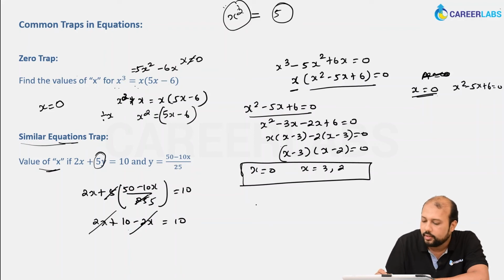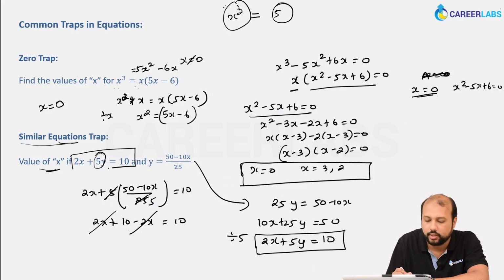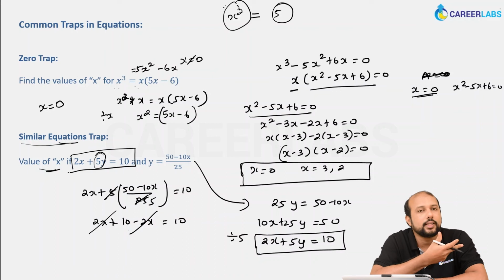You see this particular value of y, if I rearrange it a little bit, 25y equals 50 minus 10x, basically 10x plus 25y is equivalent to 50. If you divide throughout by 5, you will have 2x plus 5y is equivalent to 10, which is similar to this equation, right? 2x plus 5y is equal to 10. Both are one and the same equation, basically.